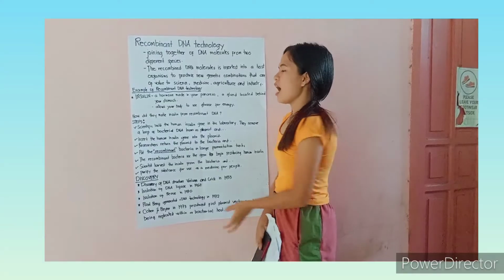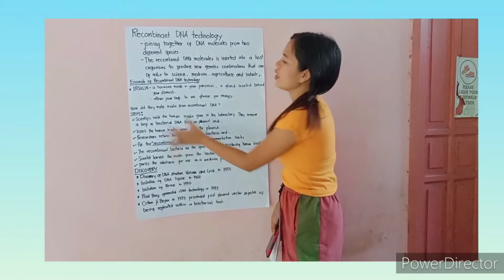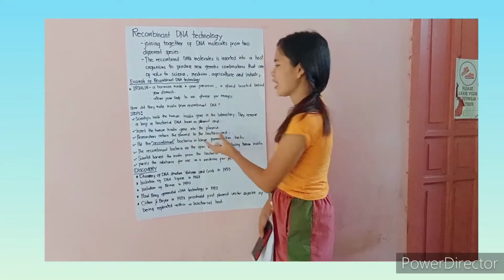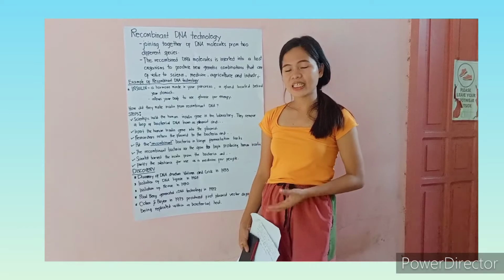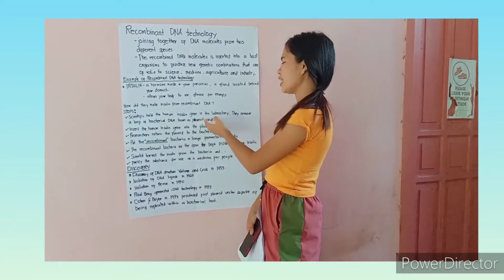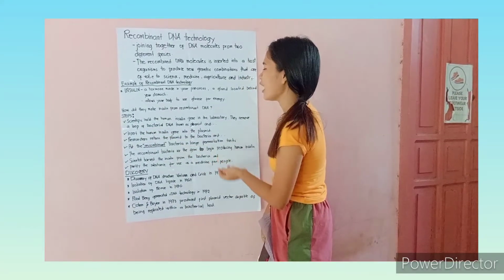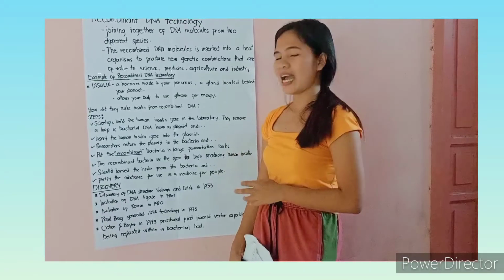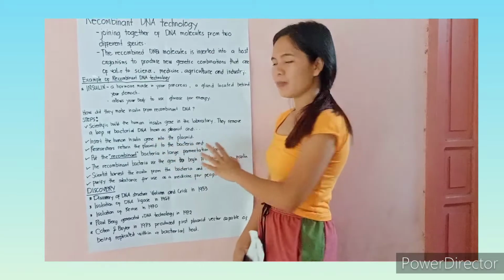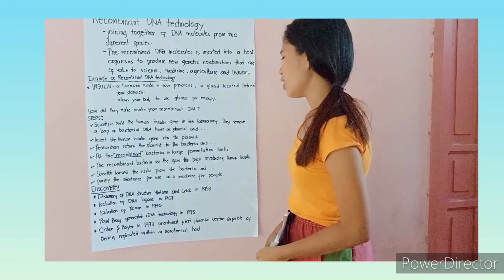So how did they make insulin from recombinant DNA? These following seven steps teach us how to make insulin from recombinant DNA technology. First, scientists build the human insulin gene in the laboratory. They remove a loop of bacterial DNA known as a plasmid. Then second, insert the human insulin gene into the plasmid. Then third, the researchers return the plasmid to the bacteria.